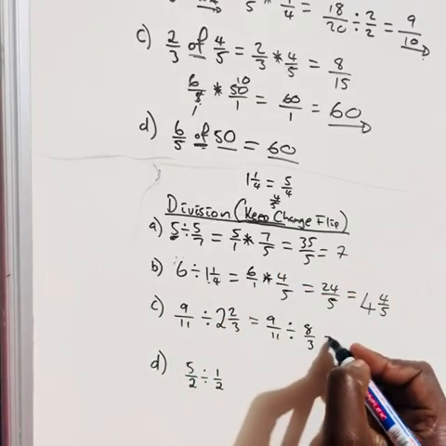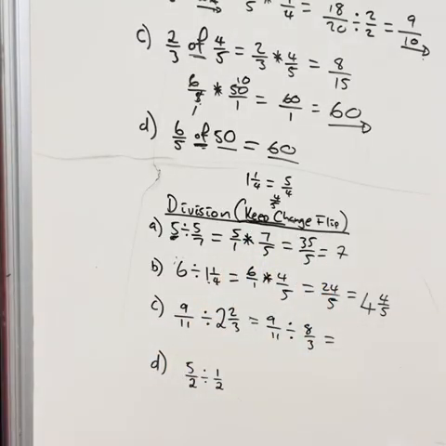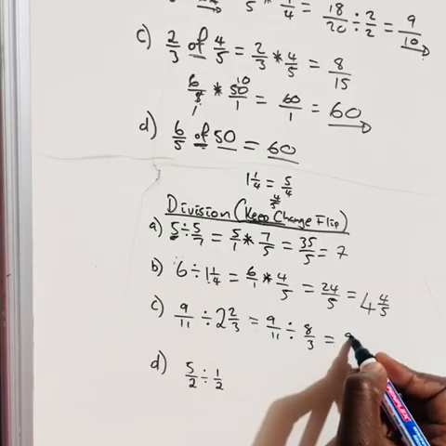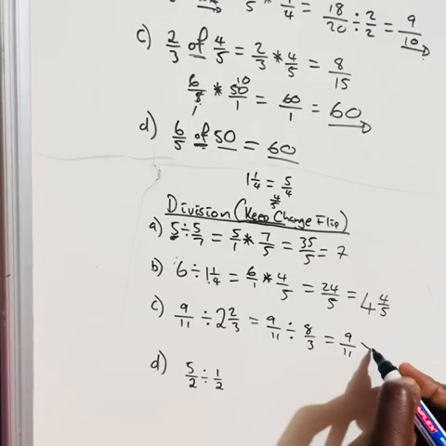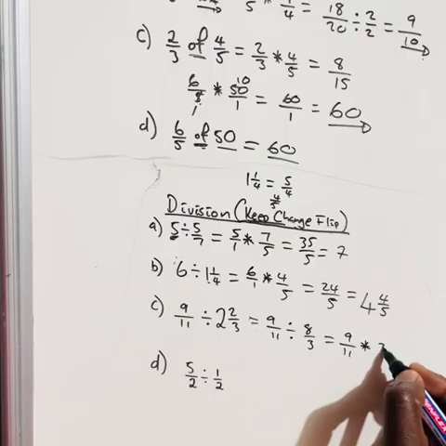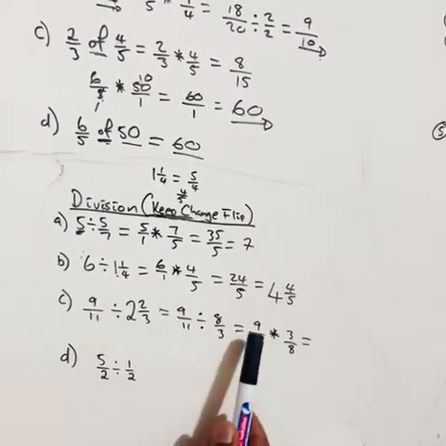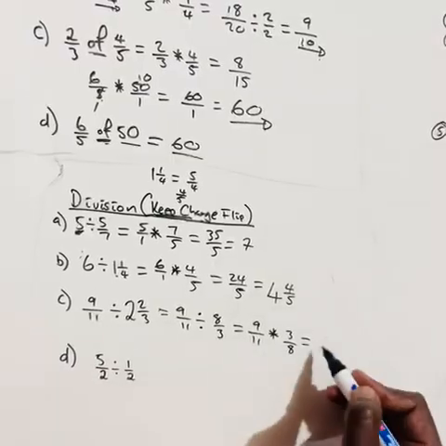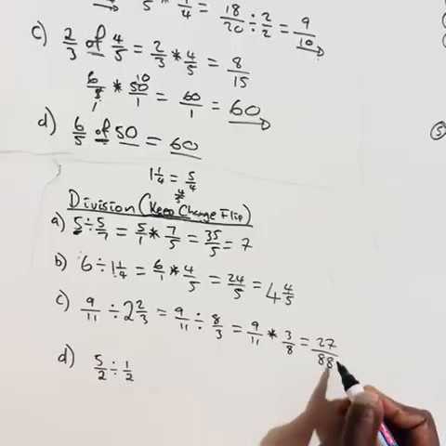Now, on the next stage, I'm now going to use my reliable friend called keep, change, and flip. What am I keeping? 9 over 11. I'm changing the sign from division to multiplication. And then I must flip 8 over 3, which now gives me 3 over 8. On the next stage, now what am I going to do? What I'm going to do now, I'm going to multiply numerator by numerator. 9 by 3 is equal to 27 over 11 by 8, which is 88.